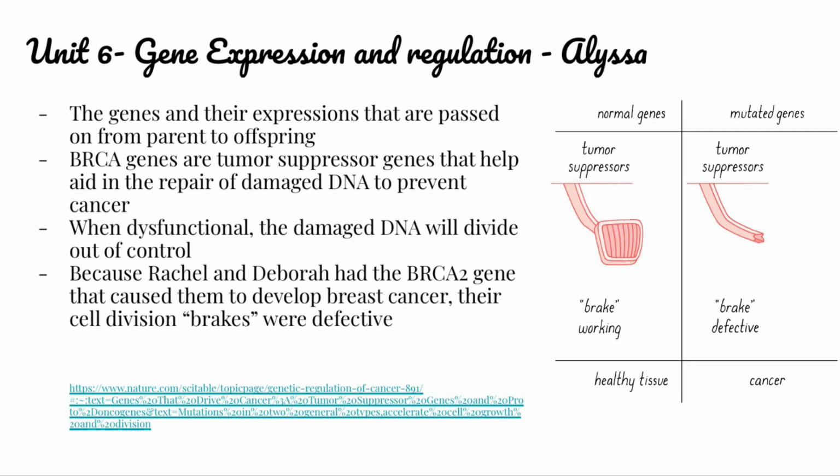causing cancer to develop. So as you can see in the diagram, the healthy tissue has tumor suppressor genes with a working brake, but the cancerous tissue has the tumor suppressor genes with a defective brake.